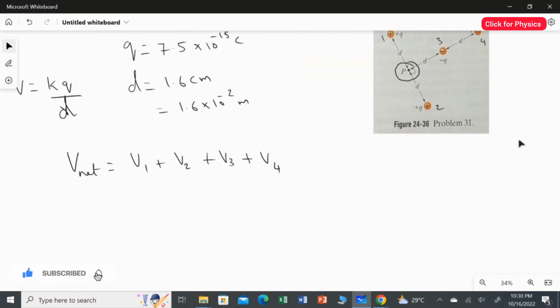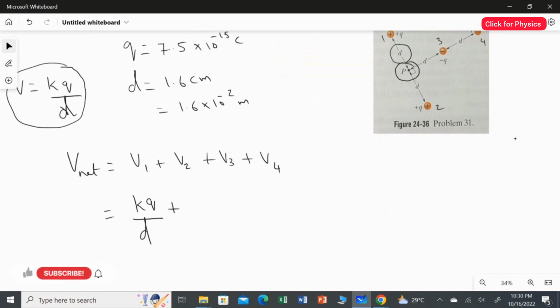Now I am going to apply the values. So let's see what the answer is. I am going to apply this formula for each of V1, V2, V3 and V4. For the first charge we have Q, so KQ over, what is the distance between charge 1 and point P? D. Clear? Likewise, we have to find the potential V2, the second charge. The distance between the point P and the charge is again D, so you will get KQ over D. And for the third charge, again, the distance from point P to the third charge is exactly D, so KQ over D.